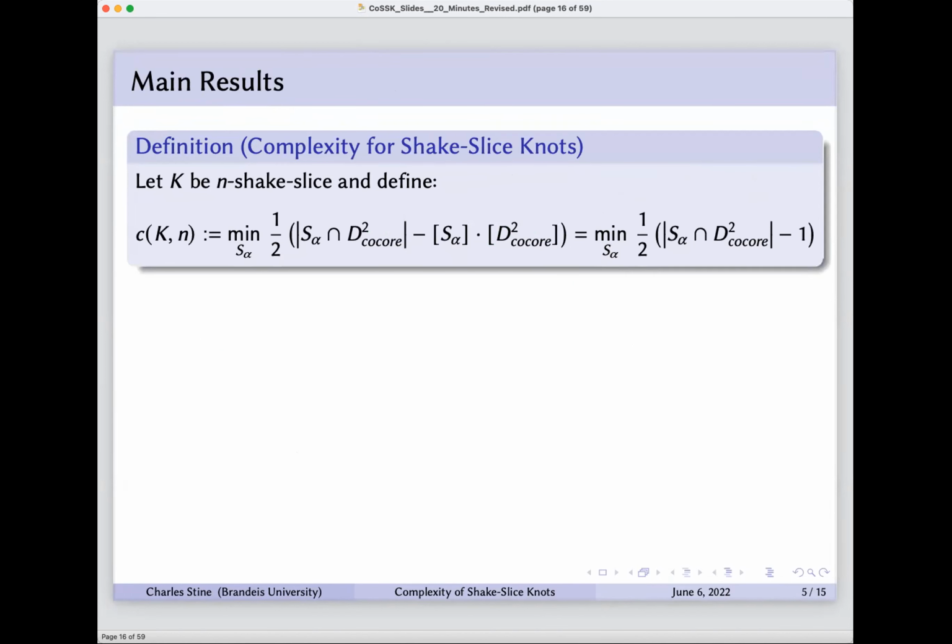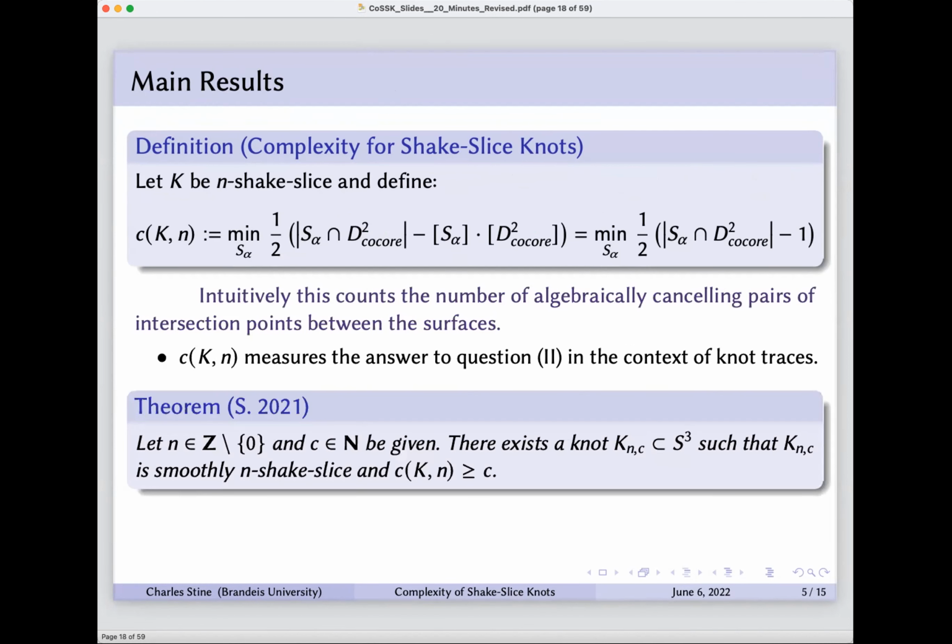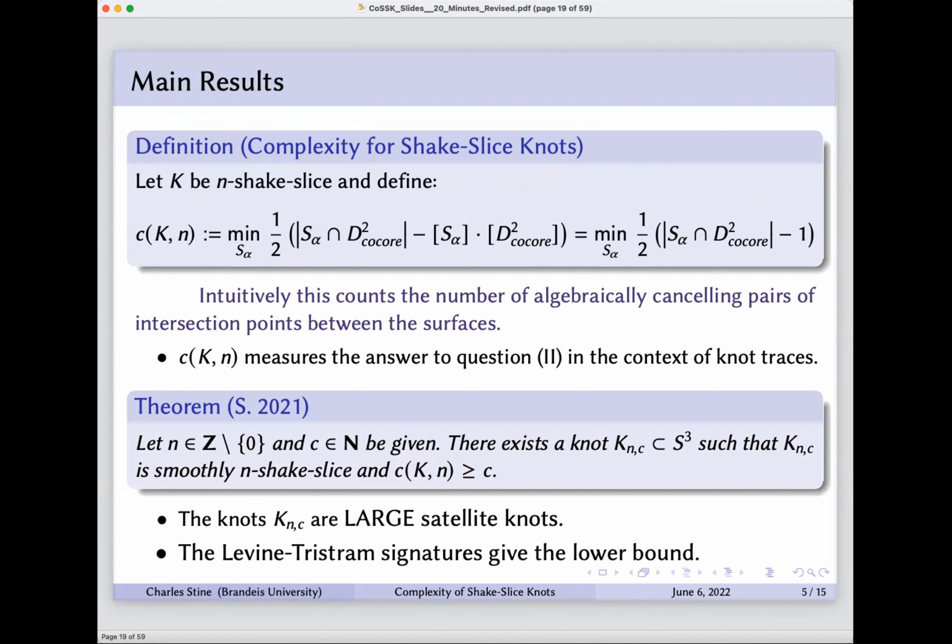Any other questions? Okay, well, if there's no other questions, let's... I'm sorry, I have one. Yes, please. Is there some obstruction for it not to be shake slice in some sense?